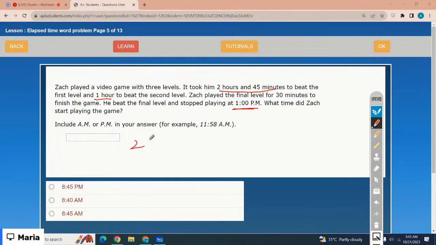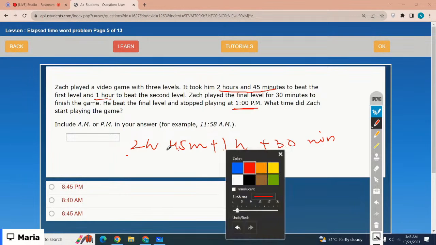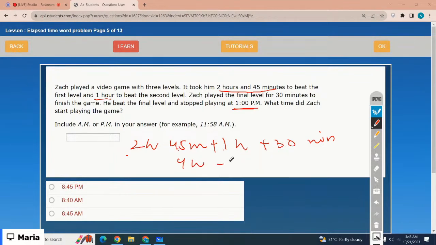Okay, so just add the total time, 2 hours 45 minutes plus 1 hour plus 30 minutes, right? Add 2 and 1, 3 hours, and 45 minutes plus 15 minutes make another hour, and you are left with 15 minutes, so that is 4 hours and 15 minutes. So when he ends at 1, go back 4 hours: 12, 11, 10, 9, and go back 15 minutes. That is 8:45 a.m. The correct option is 8:45 a.m., right?